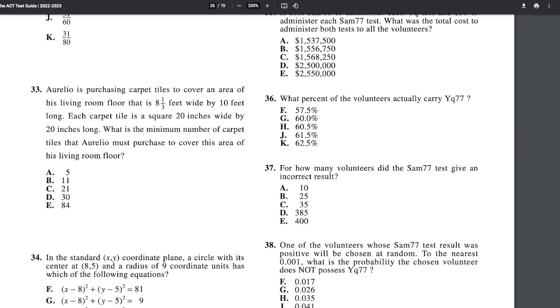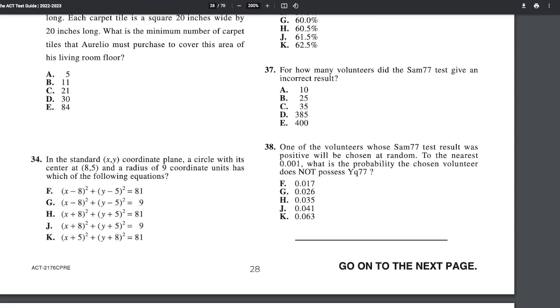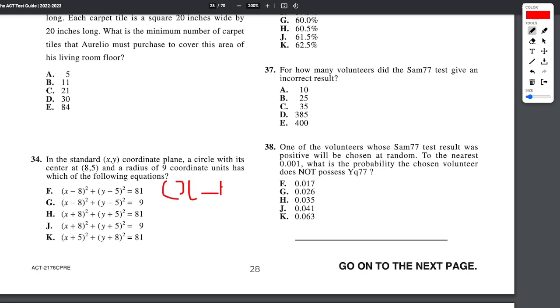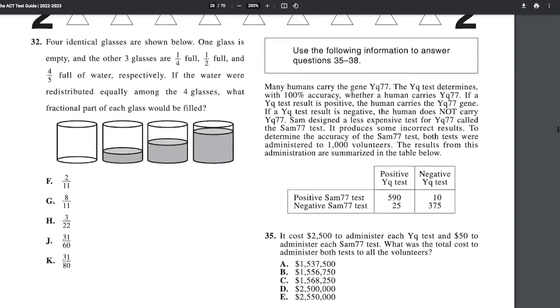Okay. 34. Easy problem. In the standard xy coordinate plane, a circle with the center at (8, 5) has a radius of 9 coordinate units. Which of the following equations? The equation of a circle is x minus h the whole squared plus y minus k the whole squared equals r squared. Which one is like that one? Well, we should get minuses on both sides, and our radius squared should be 81. 34 is F.